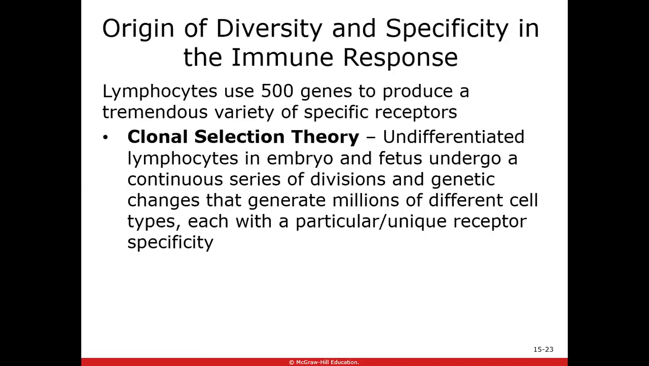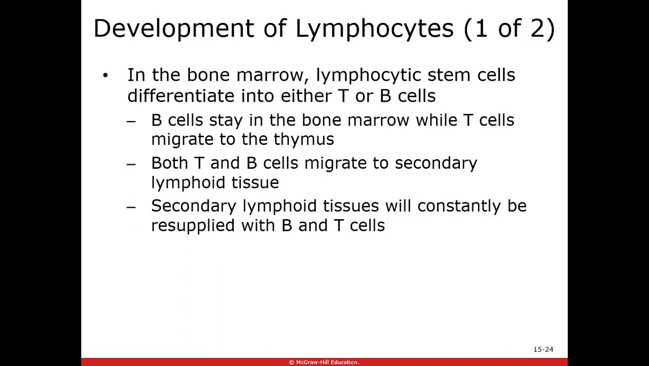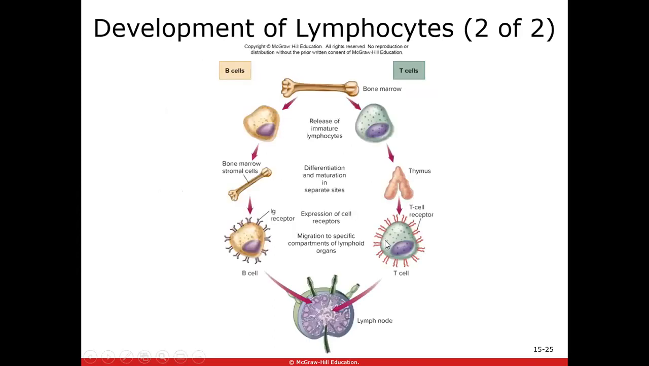Actually, we went over clonal selection theory in lecture. I'm not going to ask a question on that though in the quiz. So, development of lymphocytes. In the bone marrow, lymphocytic stem cells differentiate into either T or B cells. B cells stay in the bone marrow, while T cells migrate to the thymus. Then both T and B cells migrate to secondary lymphoid tissue. Secondary lymphoid tissues will constantly be resupplied with B and T cells.